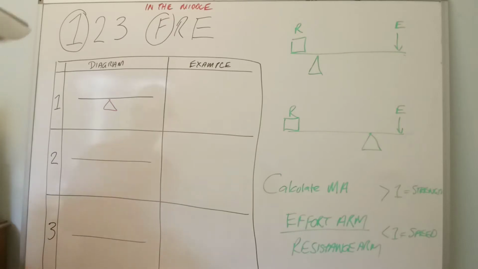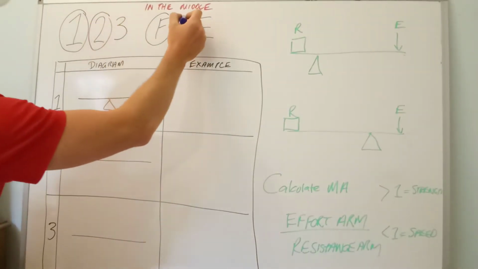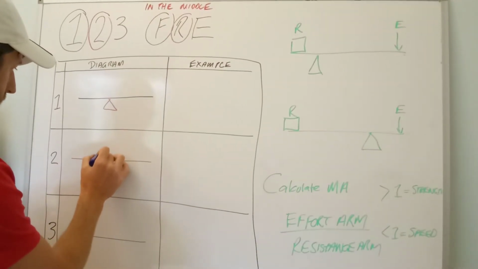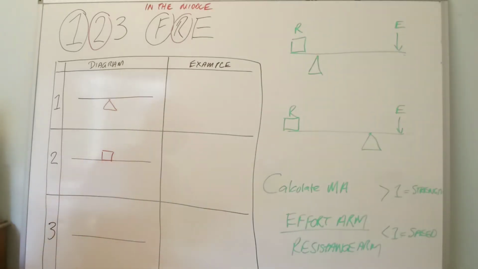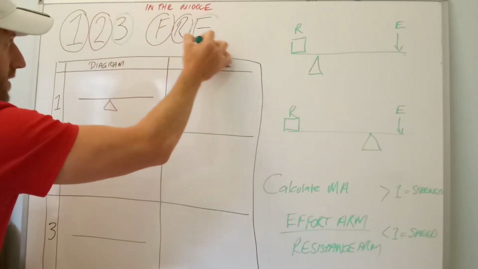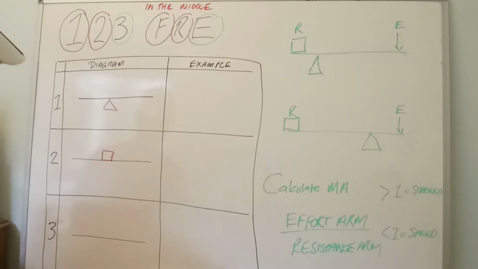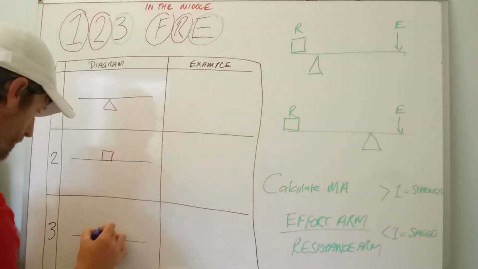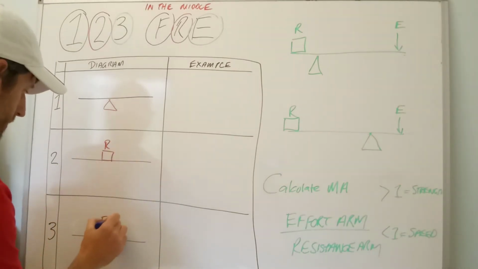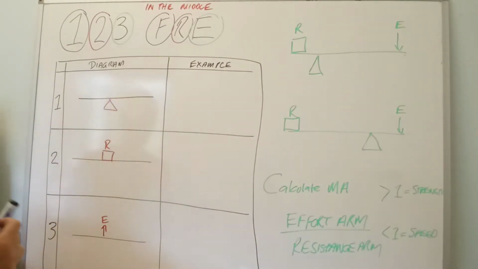Class 2, the resistance, so the next one along, resistance is in the middle. We'll be using that symbol, just a square. And then class 3, we just do a different colour again. We have the effort in the middle. We'll put a little line there saying effort. So we've got resistance, effort. The fulcrum you don't really have to label, it's just that symbol.